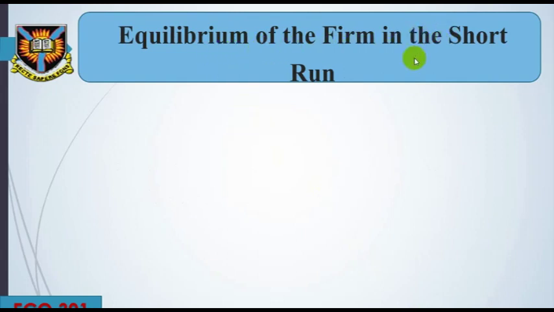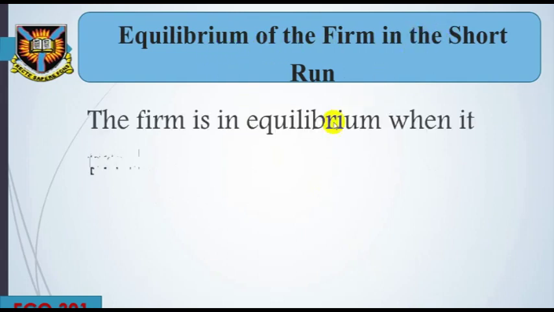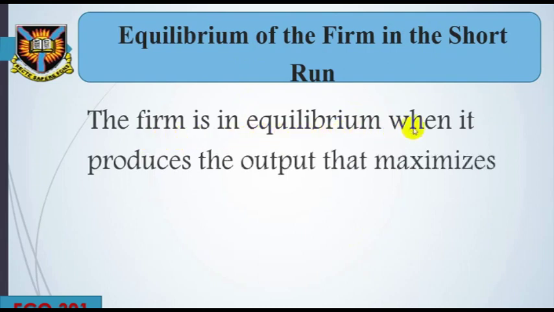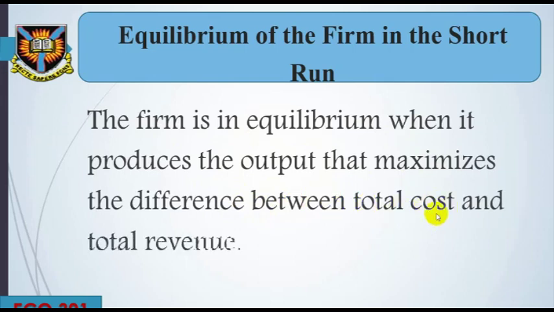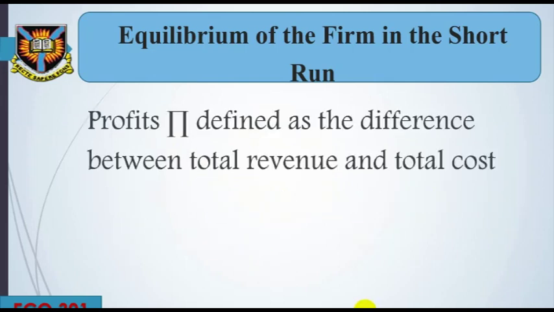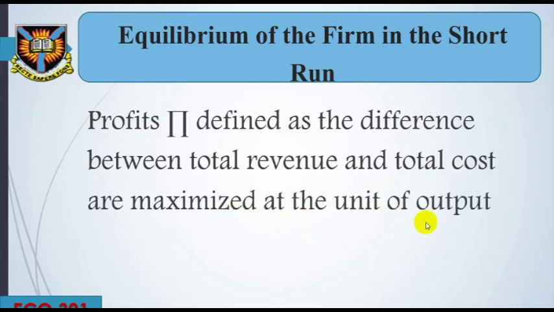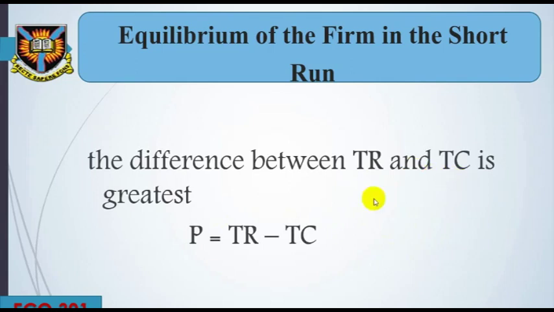Equilibrium of the firm in the short run. The firm is in equilibrium when it produces the output that maximizes the difference between total revenue and total cost. Profit is defined as the difference between total revenue and total cost, and is maximized at the unit of output where the difference between TR and TC is greatest. Profit is equal to TR minus TC.